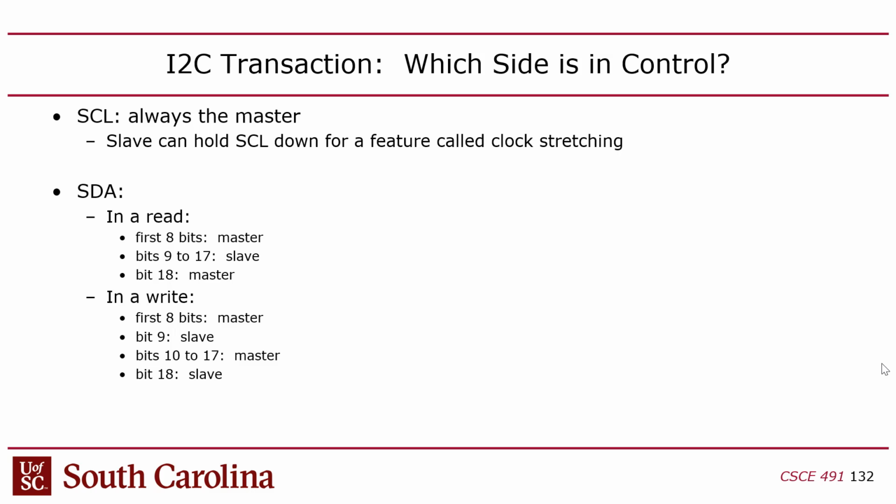In a read, the slave acknowledges in bit 9 and then keeps control until bit 17, and then the master has to acknowledge in bit 18. Okay?